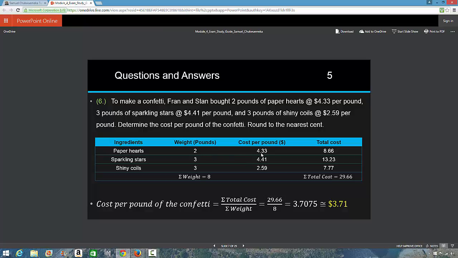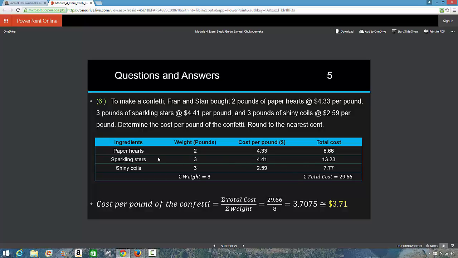Per pound means for 1 pound. For the paper hats, 1 pound costs $4.33. How many would 2 pounds cost? You just multiply it by 2, and that gives you $8.66. It's just like saying that maybe one cheeseburger costs $5. How many would 2 cheeseburgers cost? You just do 2 times 5, which is $10. So the same thing here.